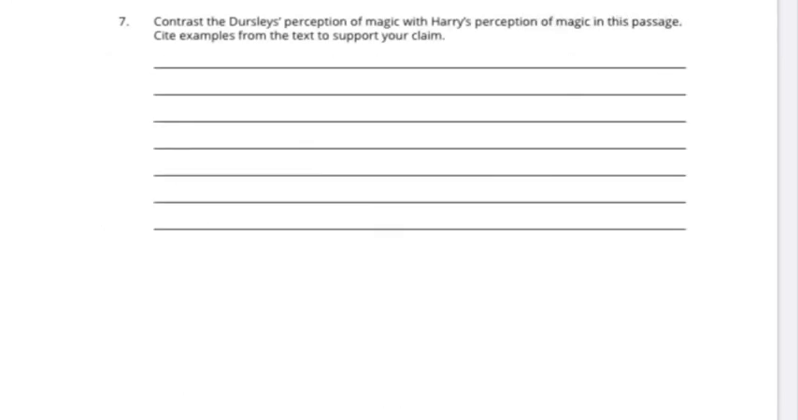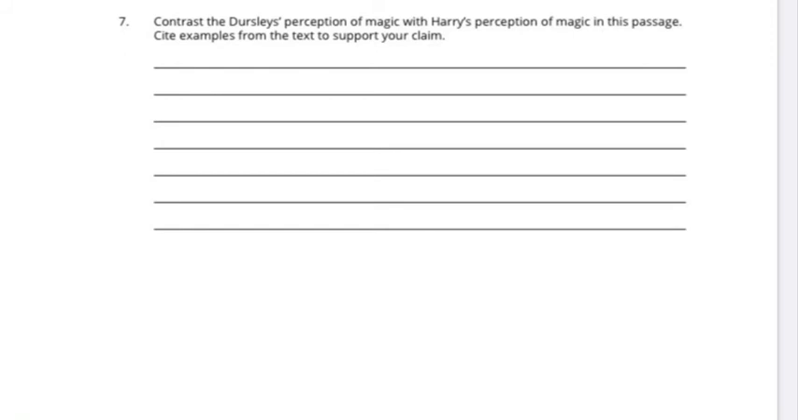Question number 7 is a written response. The question reads, contrast the Dursleys' perception of magic with Harry's perception of magic in this passage. Cite examples from the text to support your claim. When we talk about contrast, we mean to talk about how they're different. And perception is just really how you think about something. So you want to say, how is it different the way that the Dursleys think about magic and feel about magic contrasted with the way Harry thinks about magic and feels about magic?